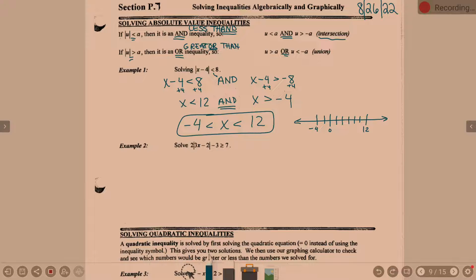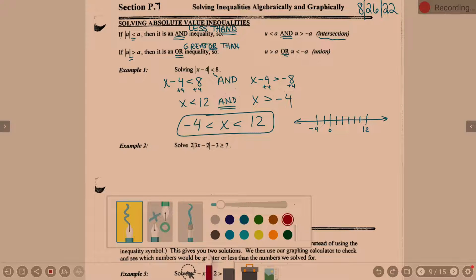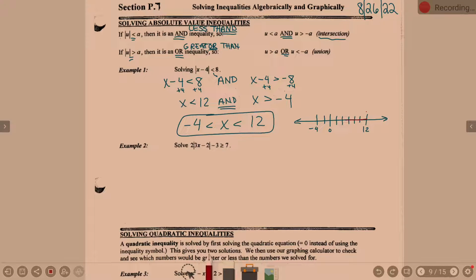There's me counting by twos. Get -4 and 12 on there, yes? How do we graph this? If you look up here, x less than 12 says we go where? To the left of 12. And what are we going to have on 12? Parenthesis. X greater than -4 says we go where? To the right of -4. And what are we going to have on -4? Parenthesis.